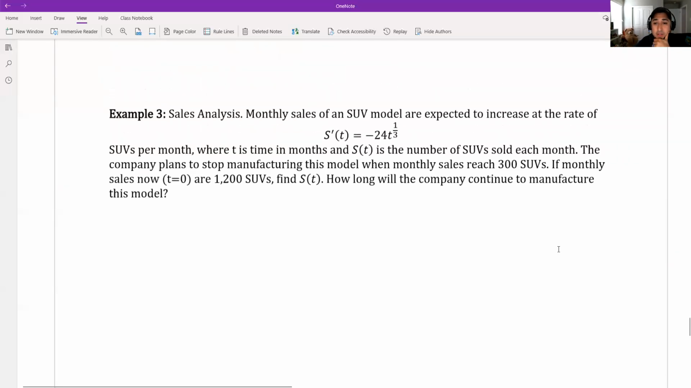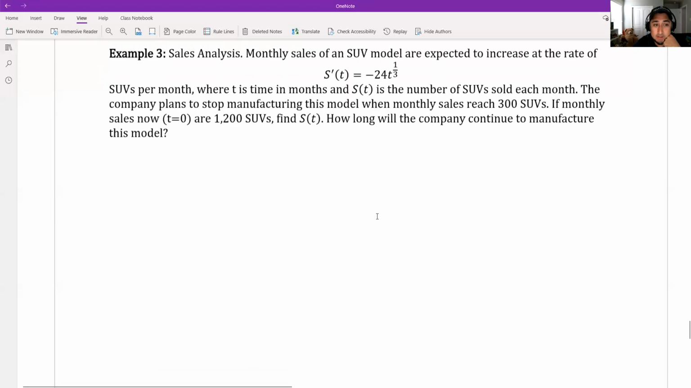Monthly sales of an SUV are expected to increase at the rate of S prime of t equal to negative 24 t to the 1/3 SUVs per month, where t is time in months and S of t is the number of SUVs sold each month. The company plans to stop manufacturing this model when monthly sales reach 300 SUVs. If monthly sales at t equals 0 are 1,200 SUVs, find S of t. How long will the company continue to manufacture this model?